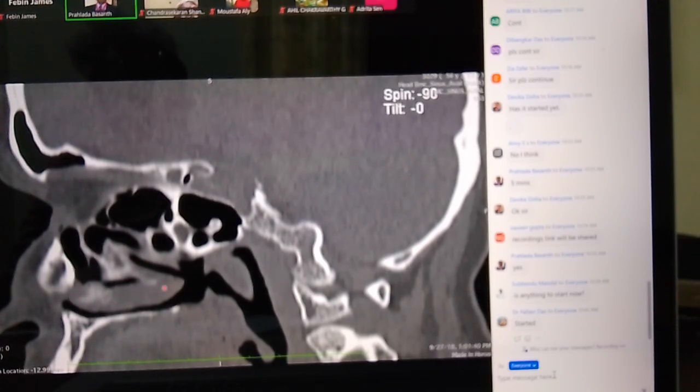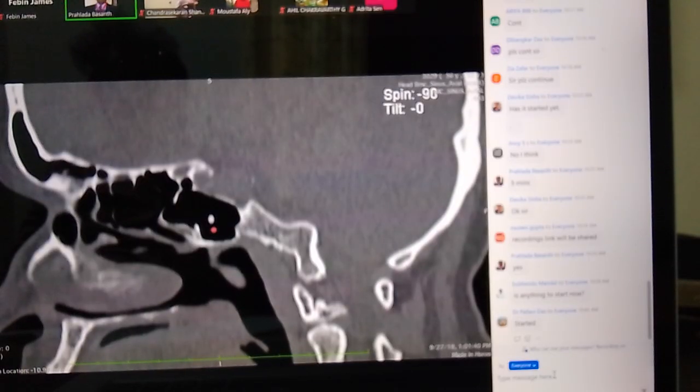Okay, we can say this is the inferior turbinate. This is the horizontal plate of the palatine bone here. Okay, this is the palate, and this is the maxilla with the nasal bones. Okay, frontal process of the maxilla with the nasal bones. Okay, and this looks a little jumbled. We'll go further medially and come back.